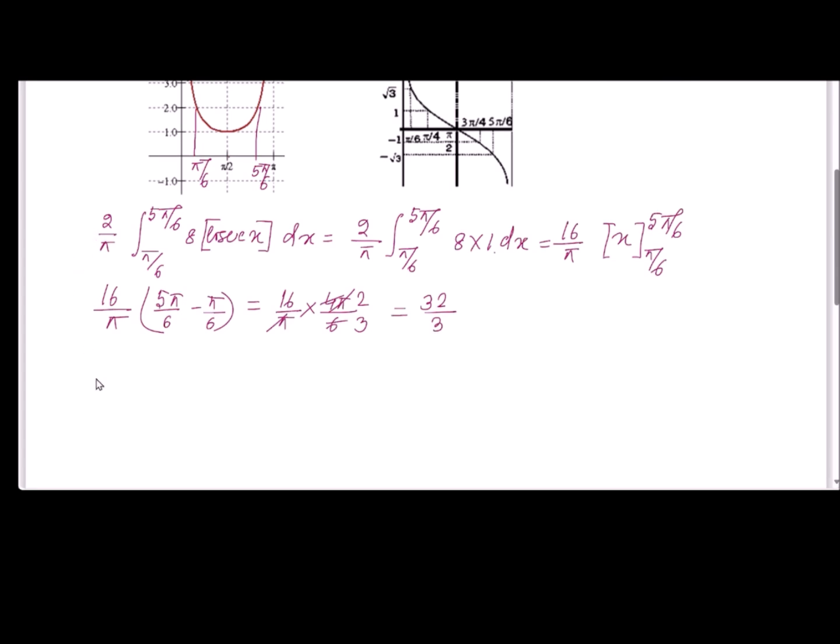Second one is we'll get cot x, greatest integer function cot x. The limit is interval pi by 6 to 5 pi by 6. We'll see this interval.